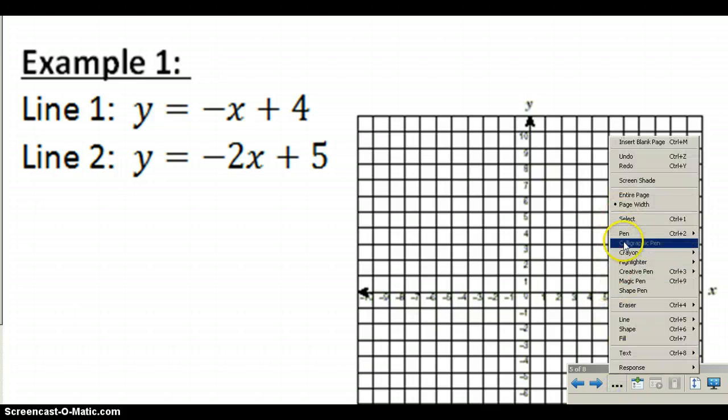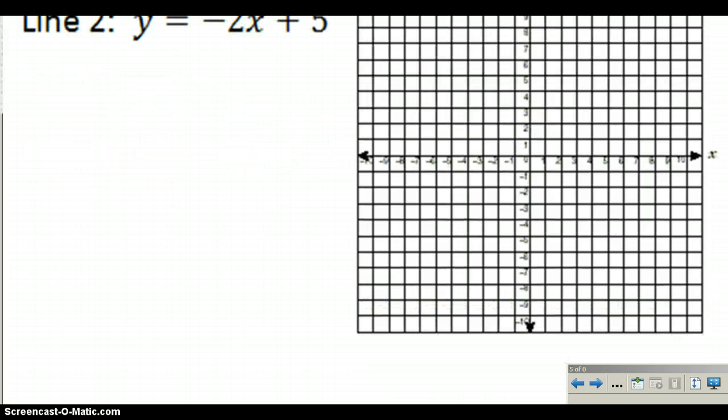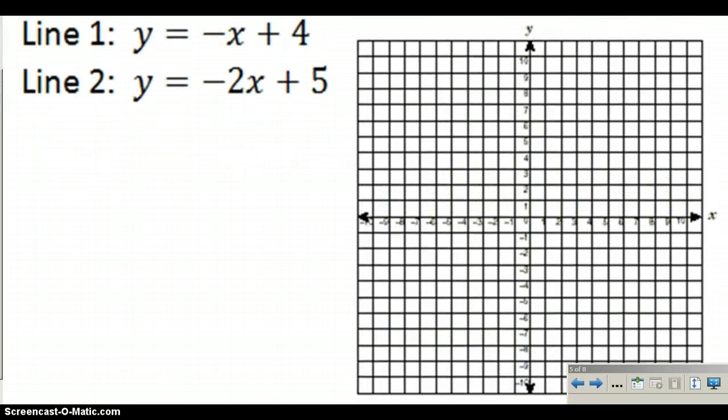Okay, take a look at the two equations. Are these two equations already in slope-intercept form? Yes, they are. So what we want to do now is go ahead and graph those lines. So let's take line 1, and I'm going to graph line 1, which is up at 4, and it has a -1 slope. Remember, if your slope is a -1, that really means -1/1.